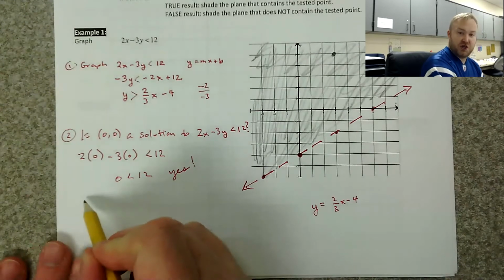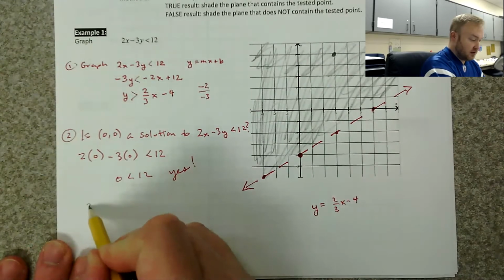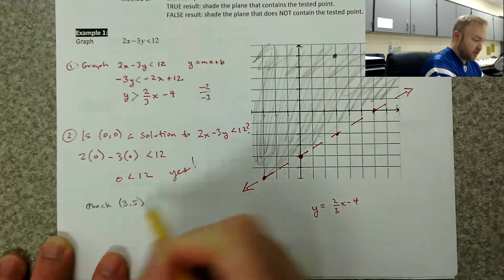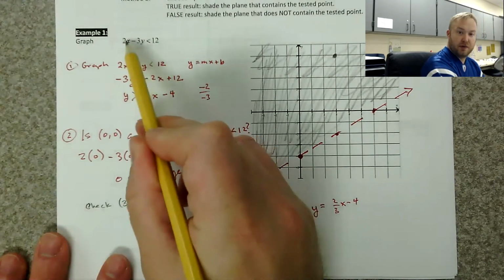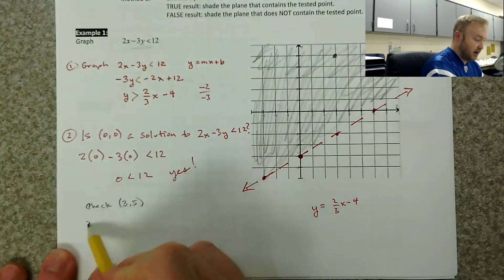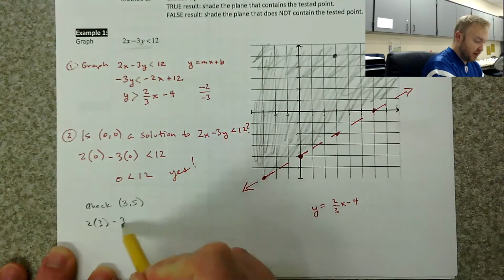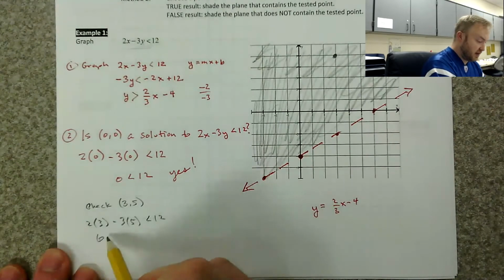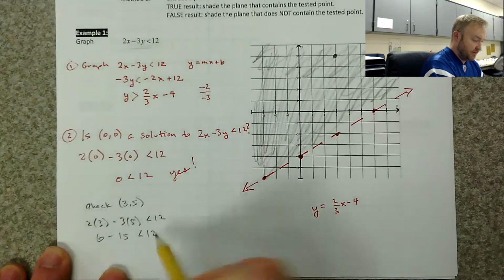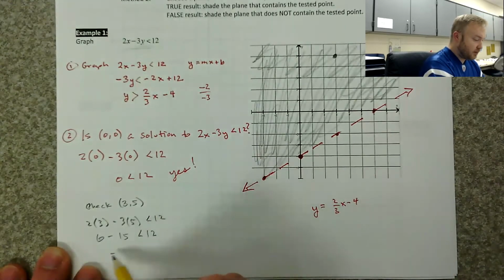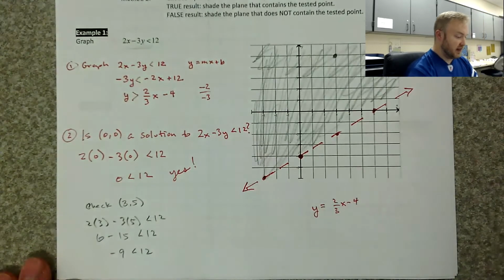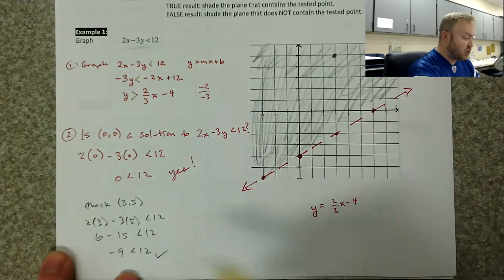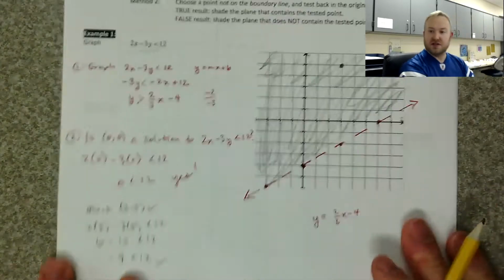Watch what happens if I check 3, 5. So I'm going right back in here, putting 3 in for x and 5 in for y. So 2 times 3 minus 3 times 5 is less than 12. So 6 minus 15 is less than 12. That means -9 is less than 12. Is that a true statement? Is -9 less than 12? Of course it is. 3, 5 is a solution.